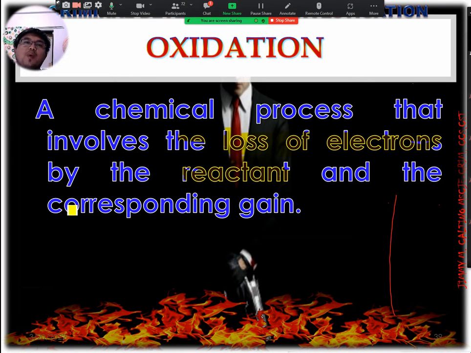And sabi diyan, corresponding gain. Anong corresponding gain na to? Humihigop siya ng hangin. He is trying to gain. He is trying to absorb oxygen. That's what you call as oxidation. Okay. When does oxidation happen? If there is pyrolysis. This is the time wherein the pyrolysis changes the matter and absorbs oxygen. Okay? Oxidation.